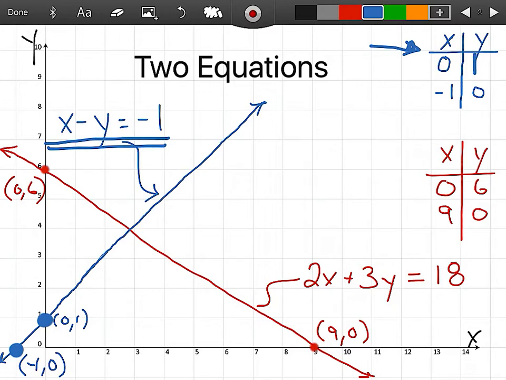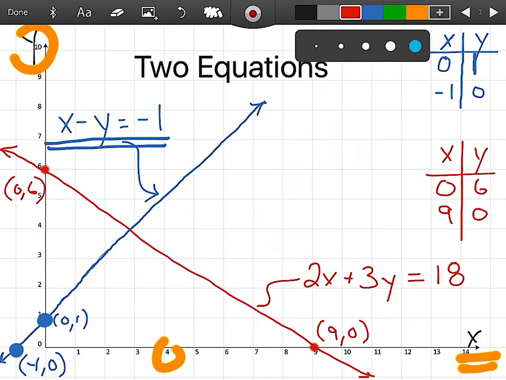Notice I label my line. Notice that I have labels here in the corner of my y-axis, my x-axis, and the scale. There is a scale on here, so there's numbers on the grid to tell you how big everything is.